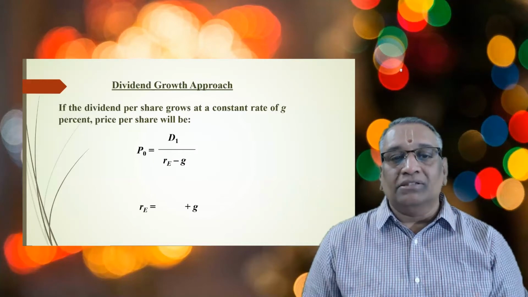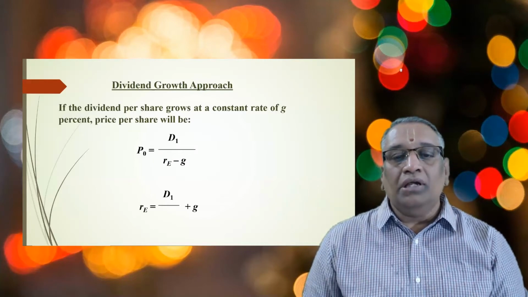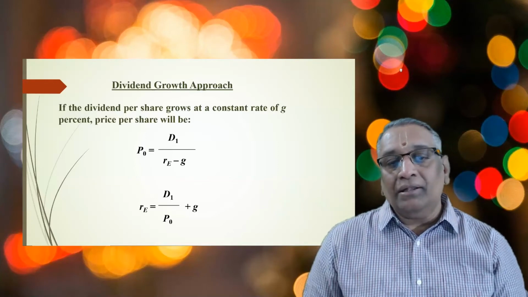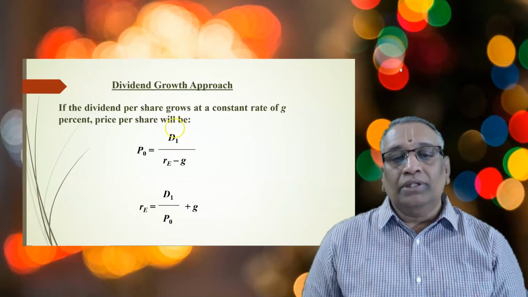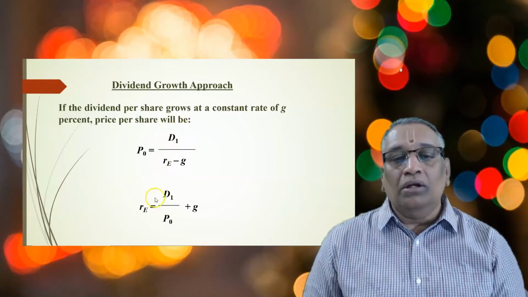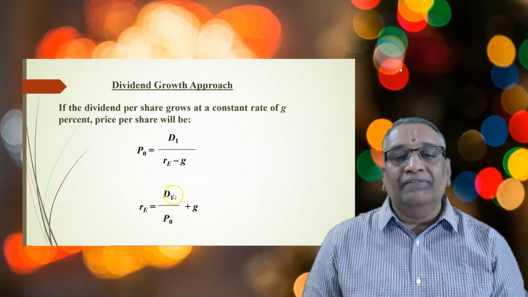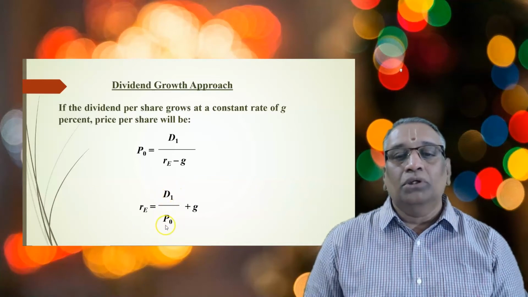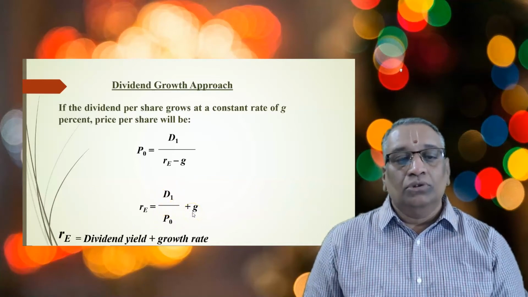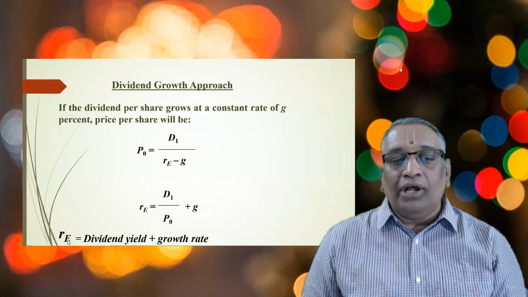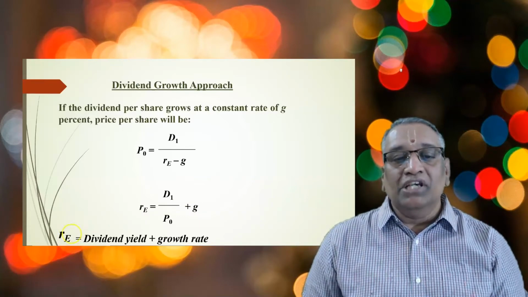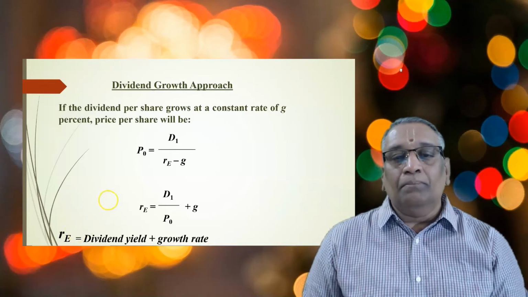The equation will be like this. So RE is equal to D1 discounted at the current market price plus growth rate. So there are two components involved here. D1 divided by P naught is nothing but the dividend yield, current dividend yield, plus growth rate. So cost of equity, or the return expected by the equity shareholder, is equal to dividend yield plus growth rate.